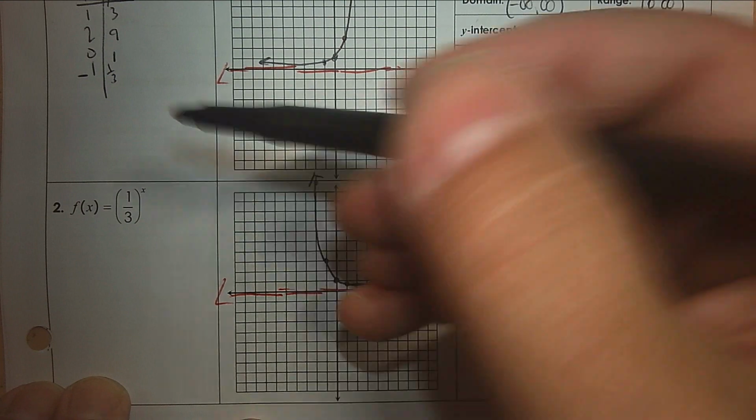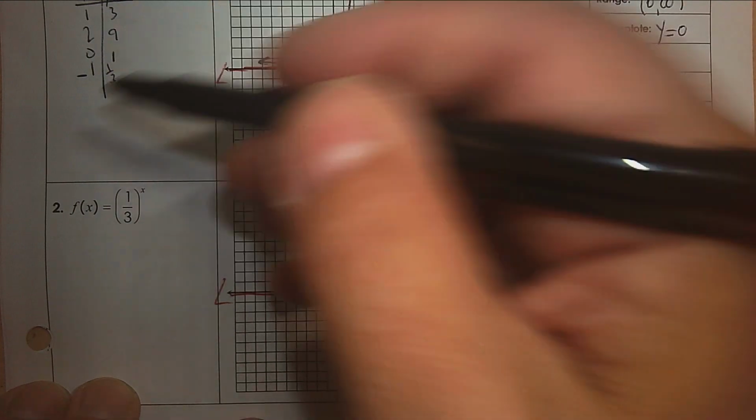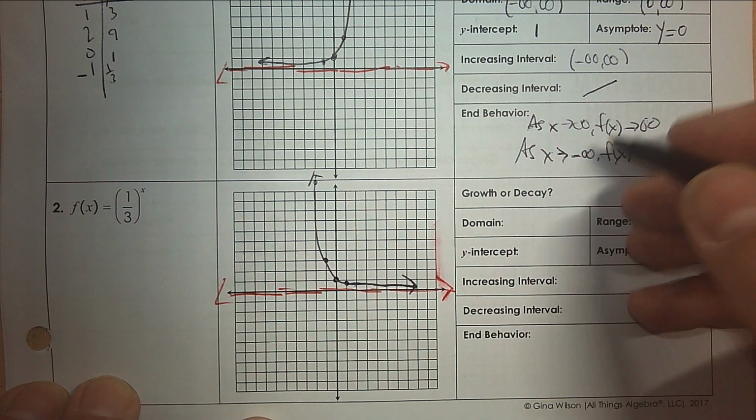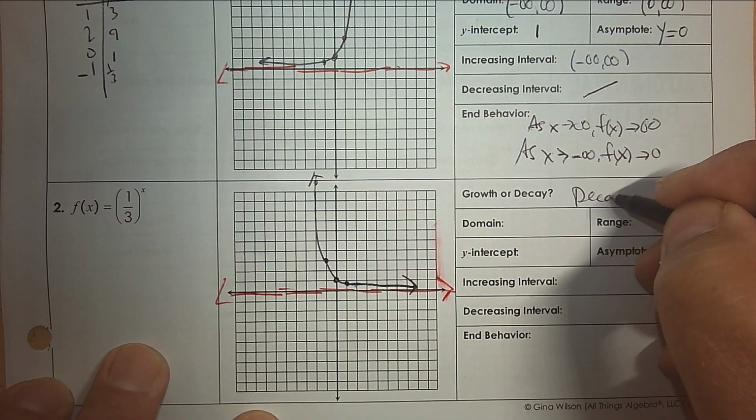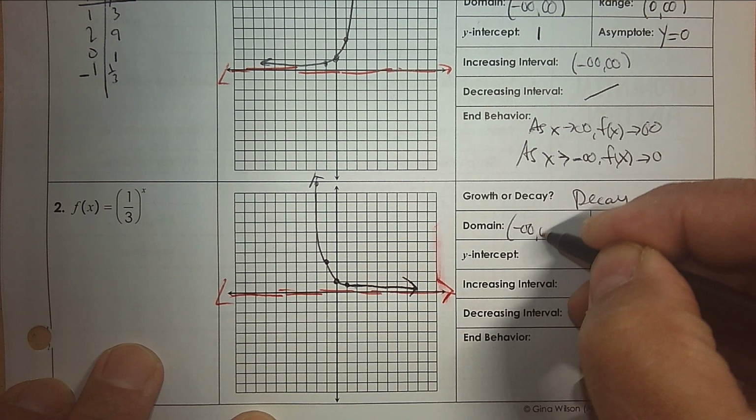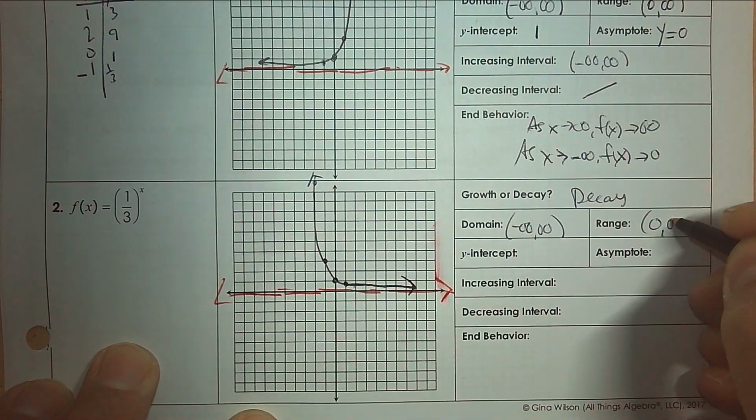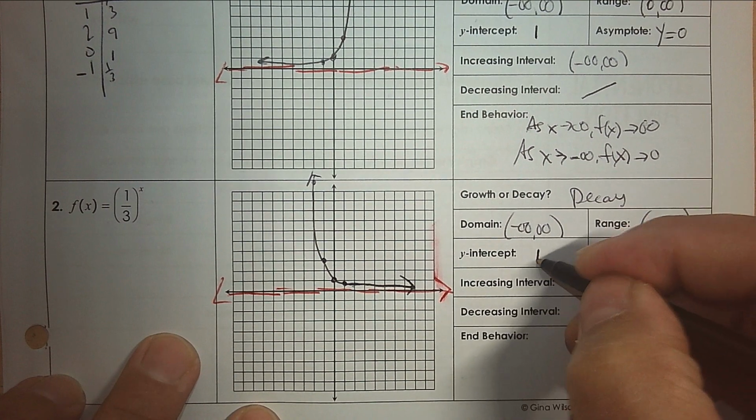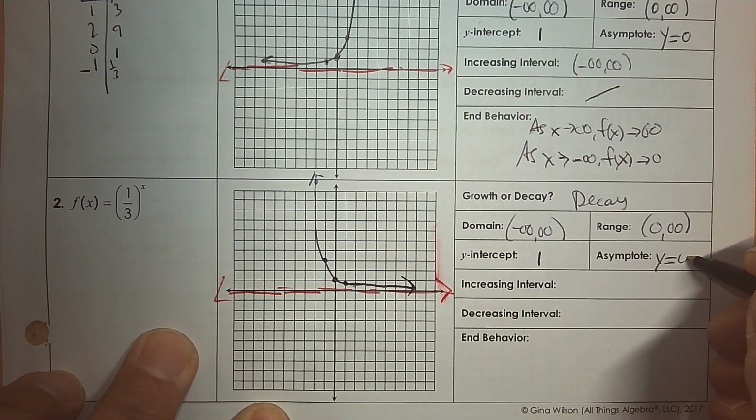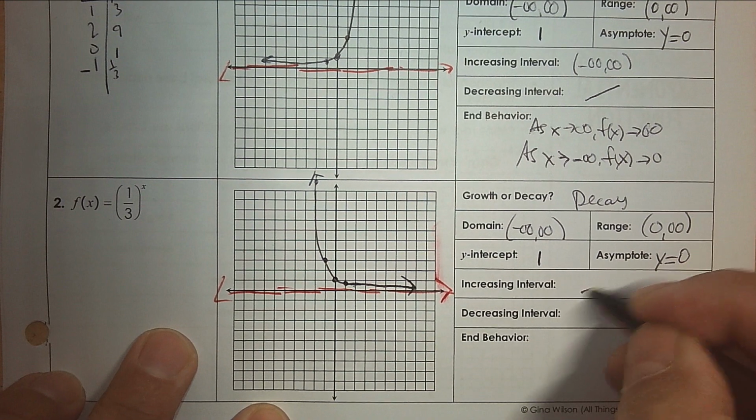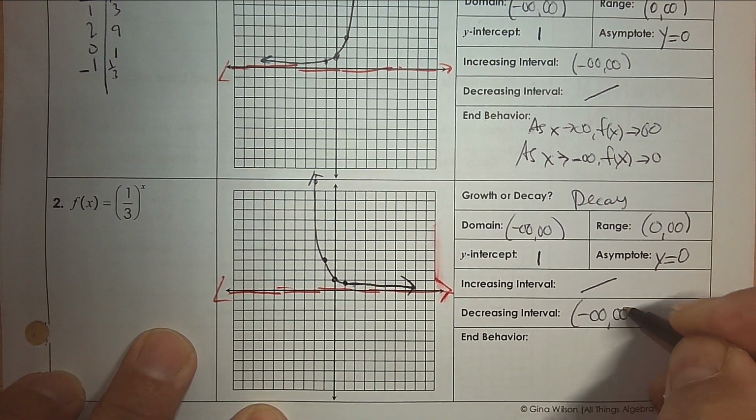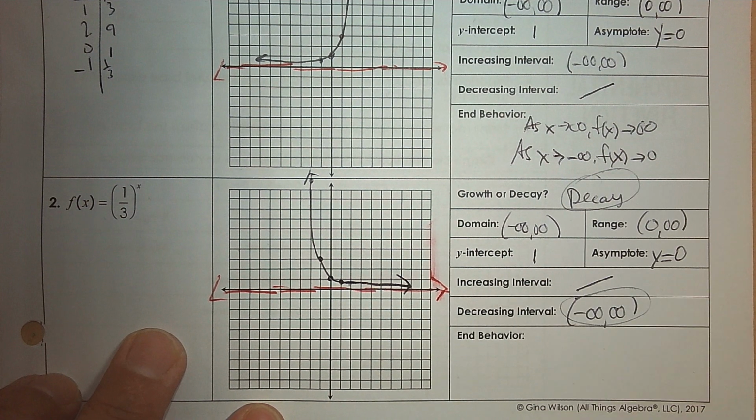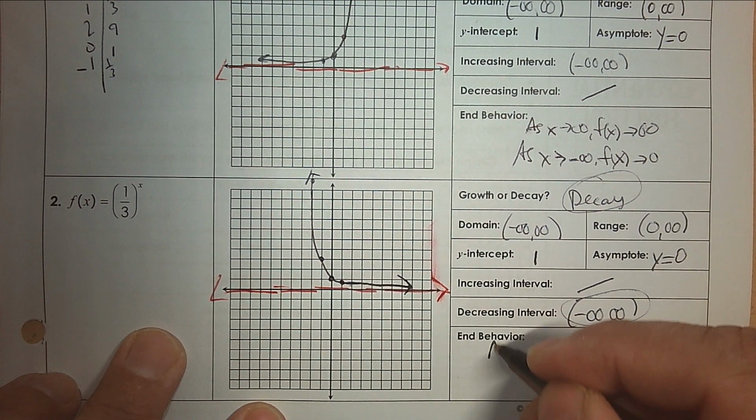So I just took the table of values that I already did and just did the reciprocal, right? So this is decaying. The domain stays the same. The range stays the same. The y-intercept stays the same. The asymptote stays the same. But is it increasing? No, it is decreasing. So what are the two things that changed? Decreasing and it's decaying. The end behavior changed too.